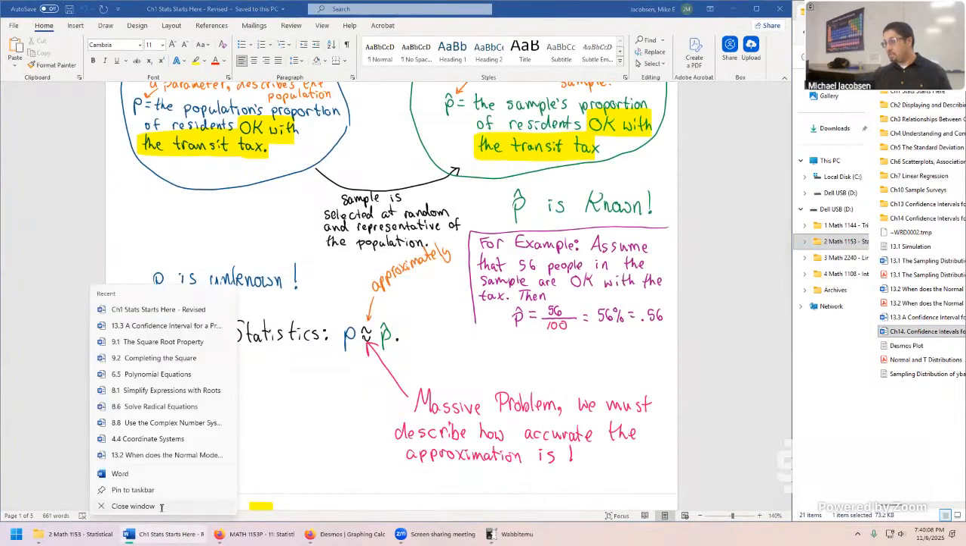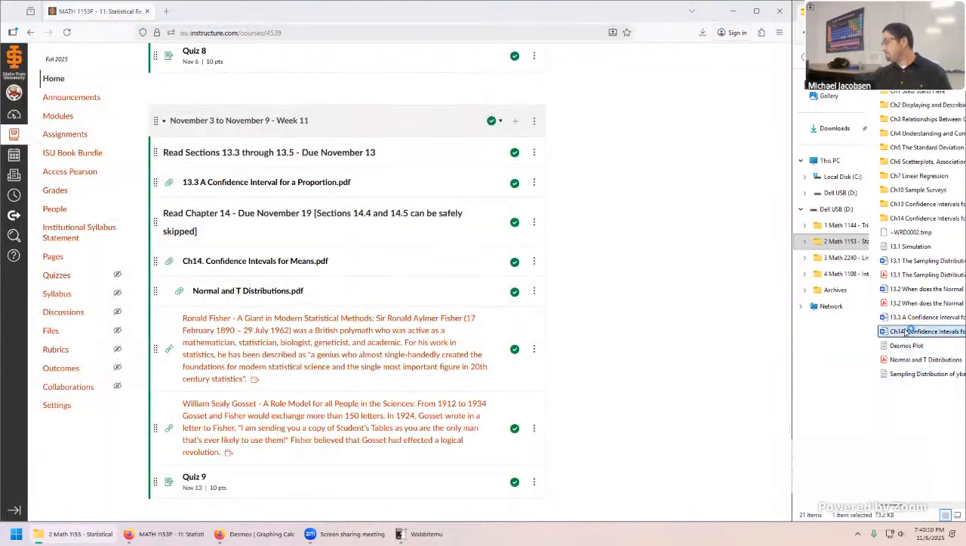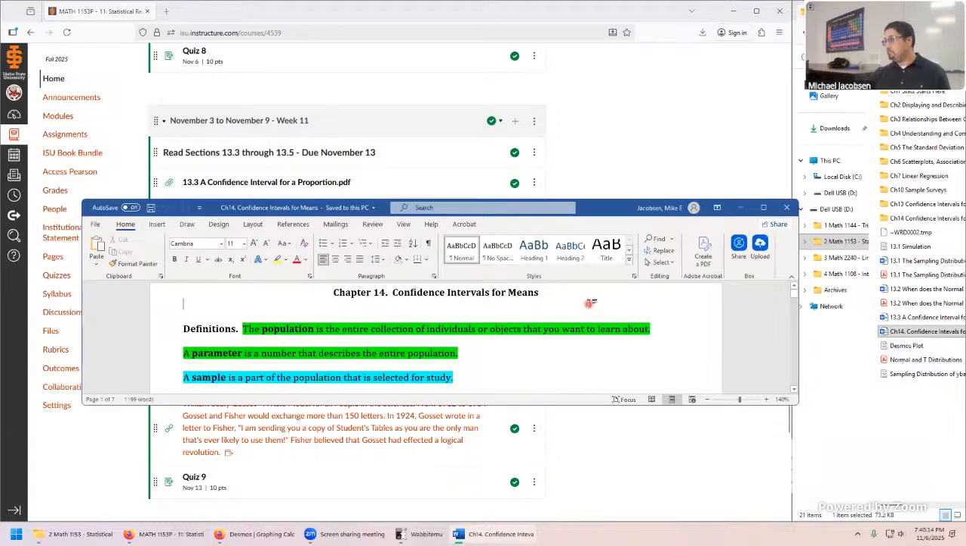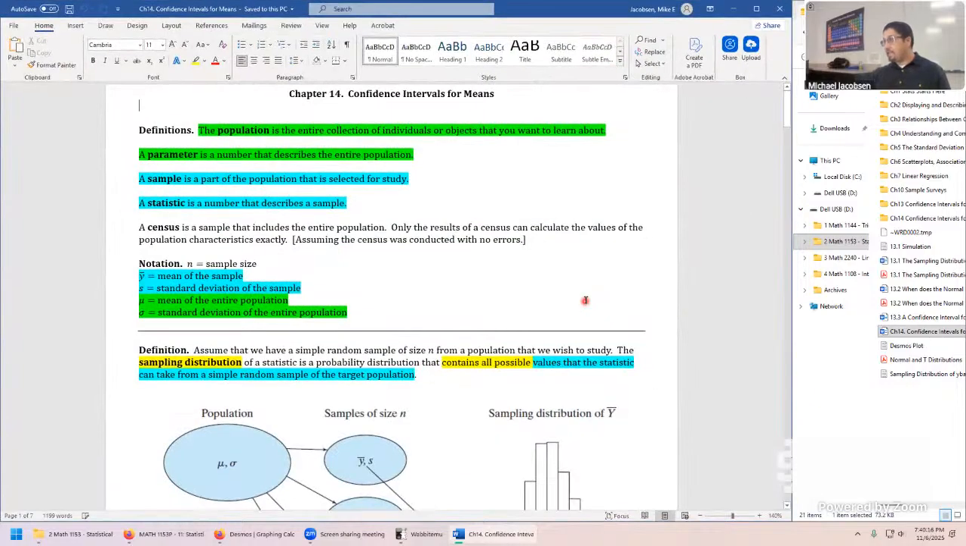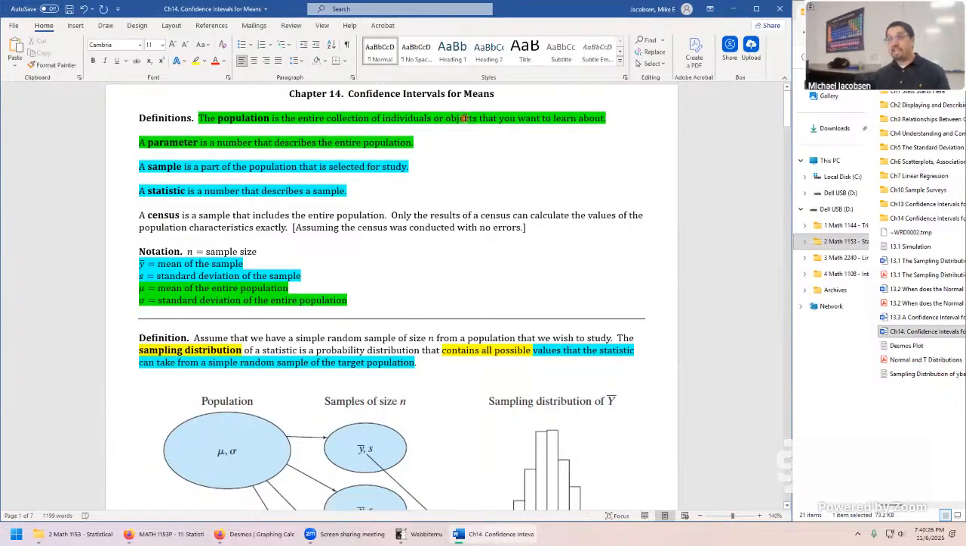First, let me close this one as well. Like a lot of sections in this book, a lot of chapters in this book, starts off with a wall of text, but everything's color-coded in the same kind of ways we saw before. We're looking into the differences between a population. Population is everybody we want to study, the entire collection of individuals or objects. Parameter is something that describes a population.